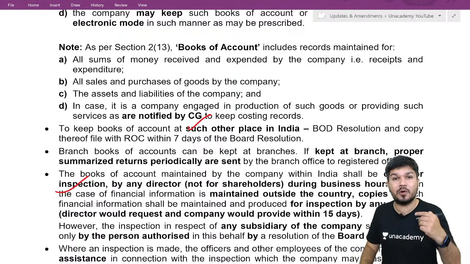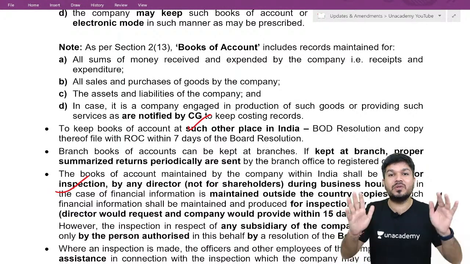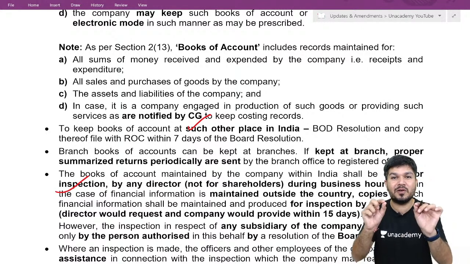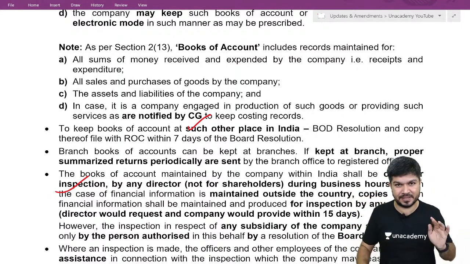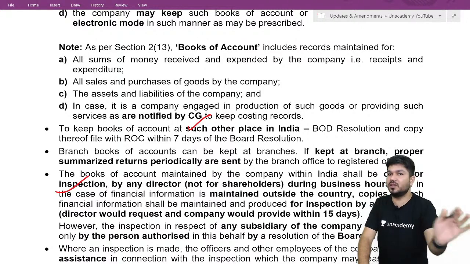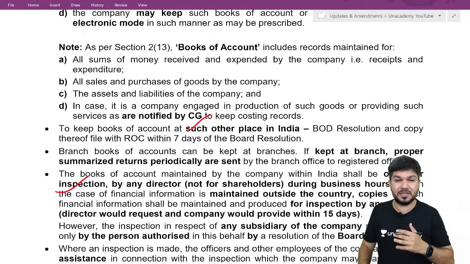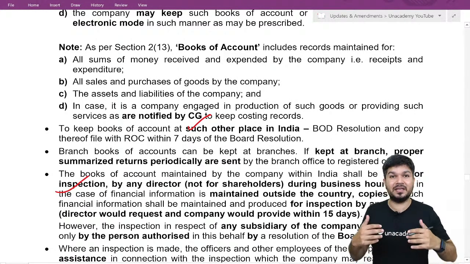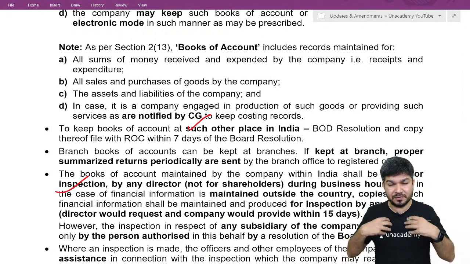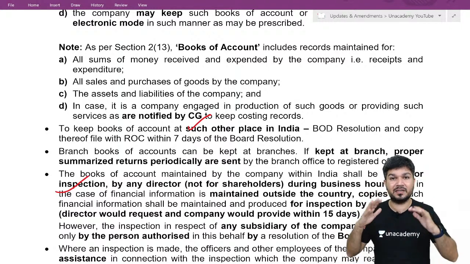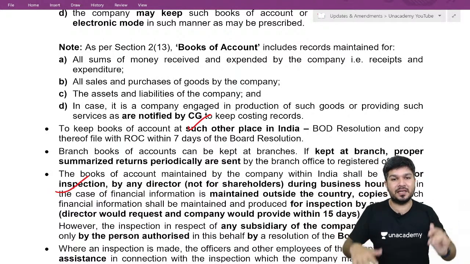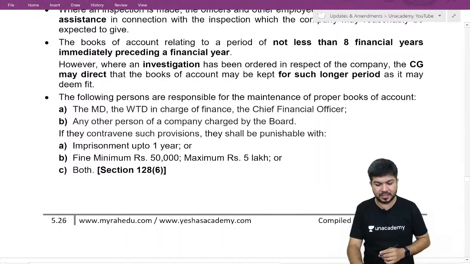But if the branch is outside India, we have the summaries available. Give the summaries to that director. If he needs anything else, he will give a request. The company should get the copies of the documents within a period of 15 days. And sir, can a director inspect the books of a subsidiary? No. Books of subsidiary and associates can be accessed by a person authorized by the board of directors of the holding company, a person within the holding company.